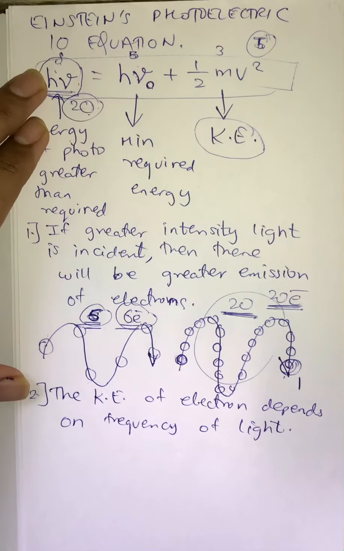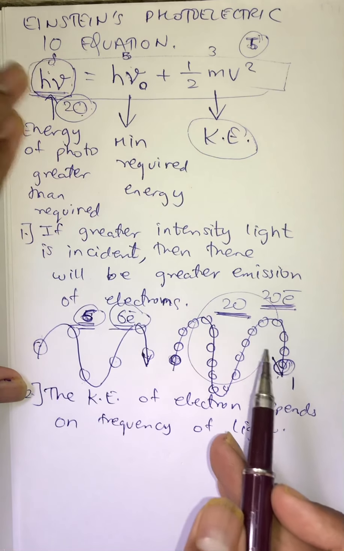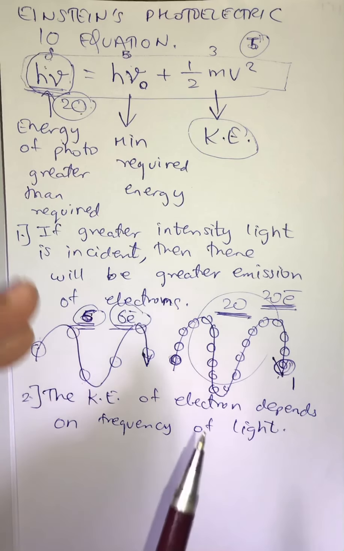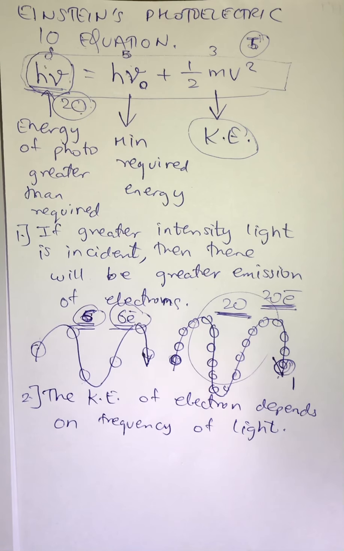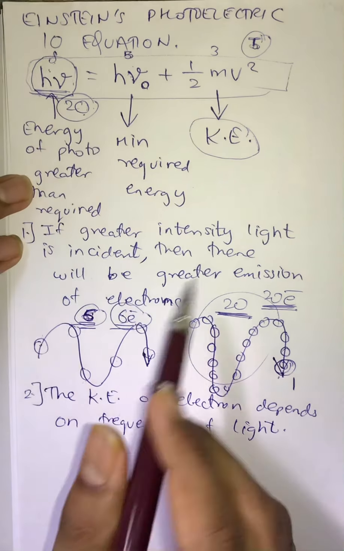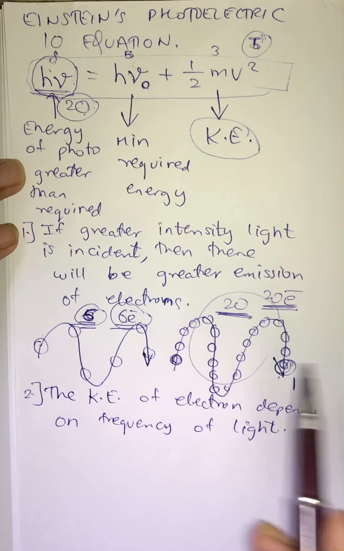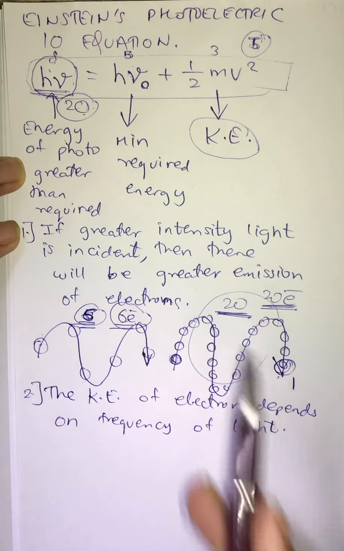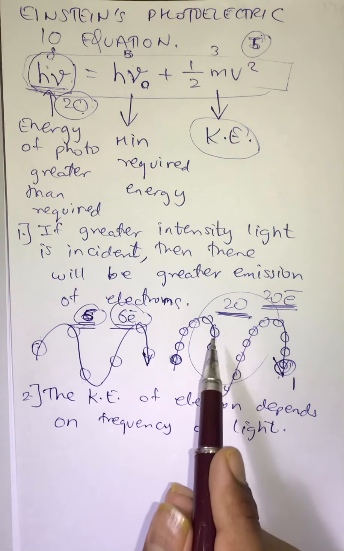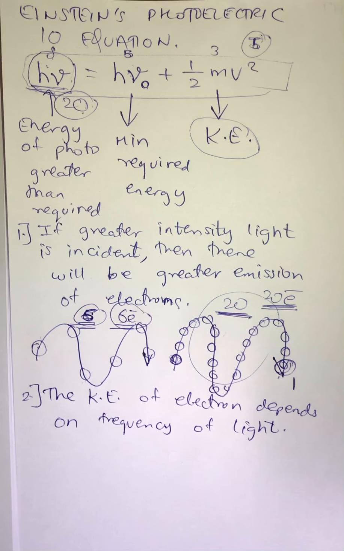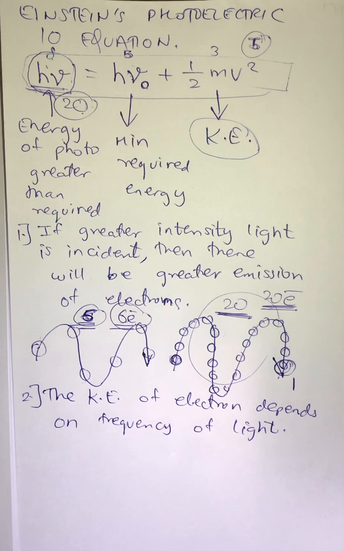Intensity only increases the number of emissions. Intensity is only for a greater number of emissions. It does not have any role when it comes to your energy. Have I said anywhere that the energy will be greater? No. If photons are greater, then the emission will be greater. That is, one electron requires only one photon for its emission. So guys, this was all about your photoelectric effect and your Einstein's photoelectric equation.